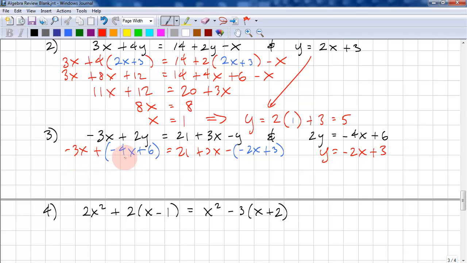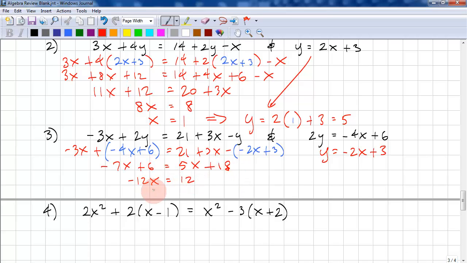Negative 3, negative 4, that's negative 7x, plus 6. We have positive 3x, we have minus negative 2x, so that's 5x. We have 21 and minus 1 times positive 3, so that's negative 3. 21 minus 3 is 18. 5 goes over the other side as negative 5 plus negative 7x, that's negative 12x. 18 minus 6 is 12.